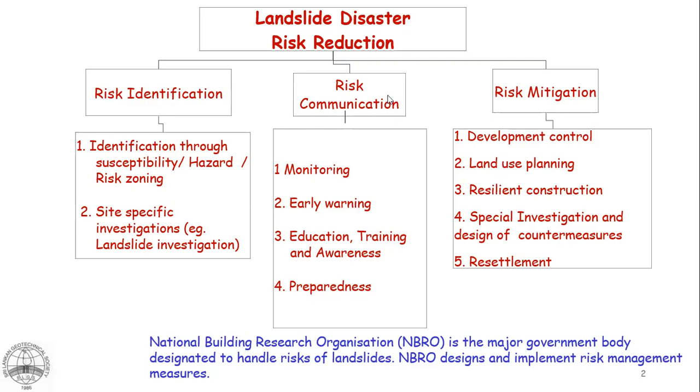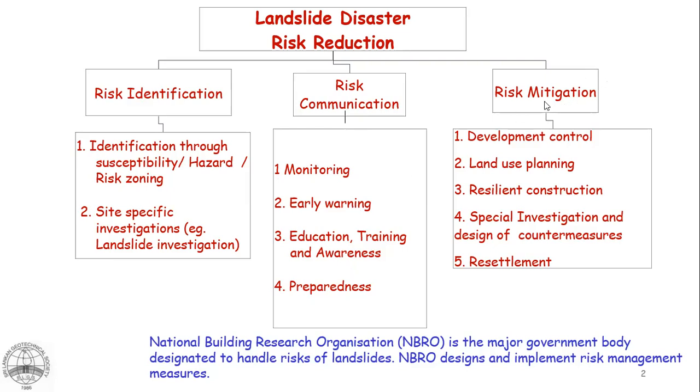Then these identified risks were communicated to the stakeholders. Through that, we use monitoring of rainfall and other changes that rainfall is inducing in the ground. Based on the monitoring data, we issue early warnings. People in the regions were also educated about the initial signs of a landslide and what actions are to be taken, and they are prepared for that. So that's the risk communication, with the objective of minimizing the landslide risk.